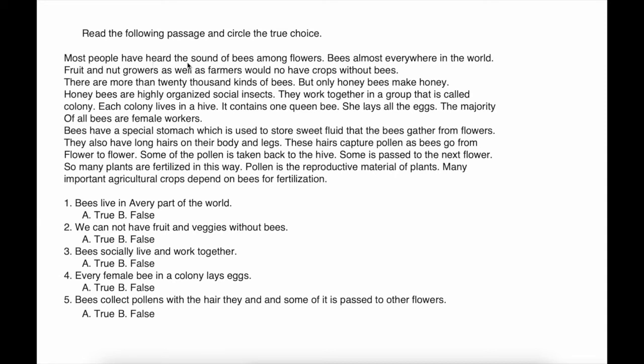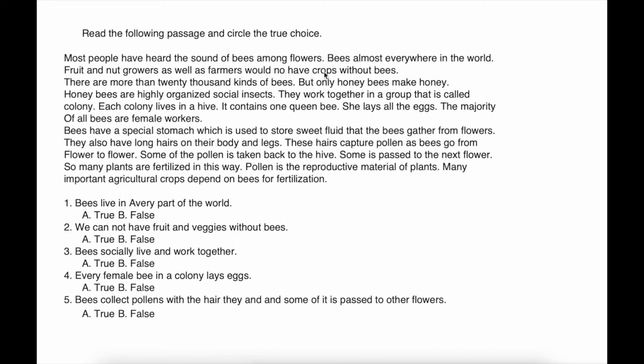Most people have heard the sound of bees among flowers. Bees live almost everywhere in the world, but be careful, almost. Fruit and nut growers as well as farmers. Fruit and nut growers, yani meyve ve bu nut dediği yani fındık, badem, işte ceviz yetiştiricileri, bu tür şeyler nut diye geçiyor. As well as farmers, yani as well as derken de dahi, yani çiftçiler de dahi.